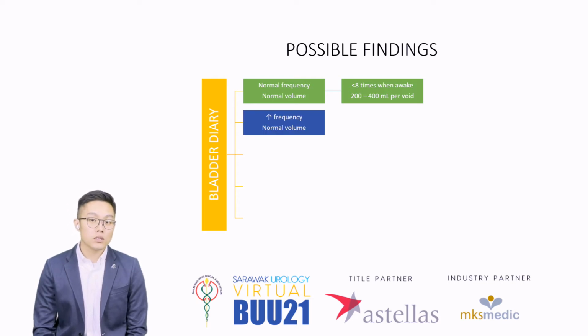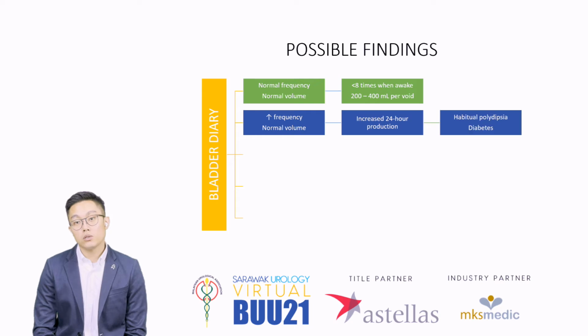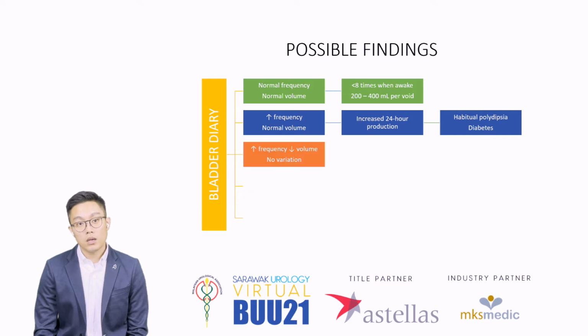So if there's an increase in the frequency, but the functional capacity is the same, this indicates that there is an increase in the 24-hour production of urine in the patient. These are commonly seen in habitual polydipsia, or diabetes mellitus, or diabetes insipidus.